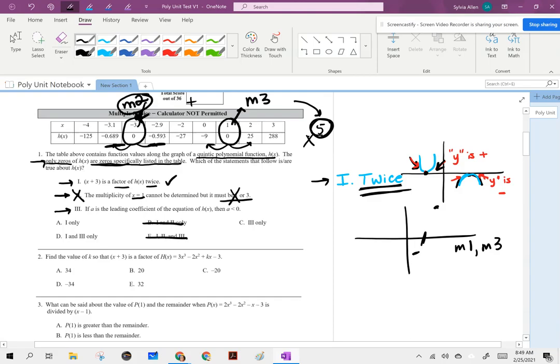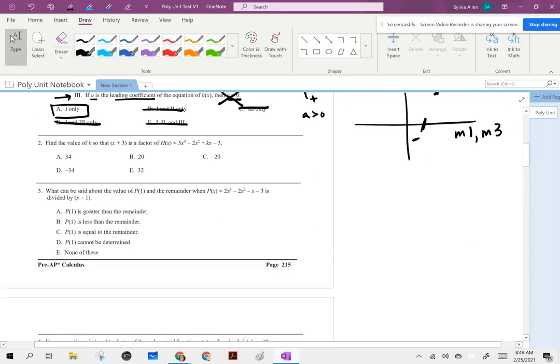Now let's take a look at number 3. If A is a leading coefficient, remember that a leading coefficient determines the end behavior. So if A is the leading coefficient of the equation, then the A is negative, A is less than 0. So that means I'm going to look at the right side of the graph. Well, that's positive, which would tell me that my A is positive. And so that means this is false also. So 2 and 3 are false, which means my only answer is going to be A.